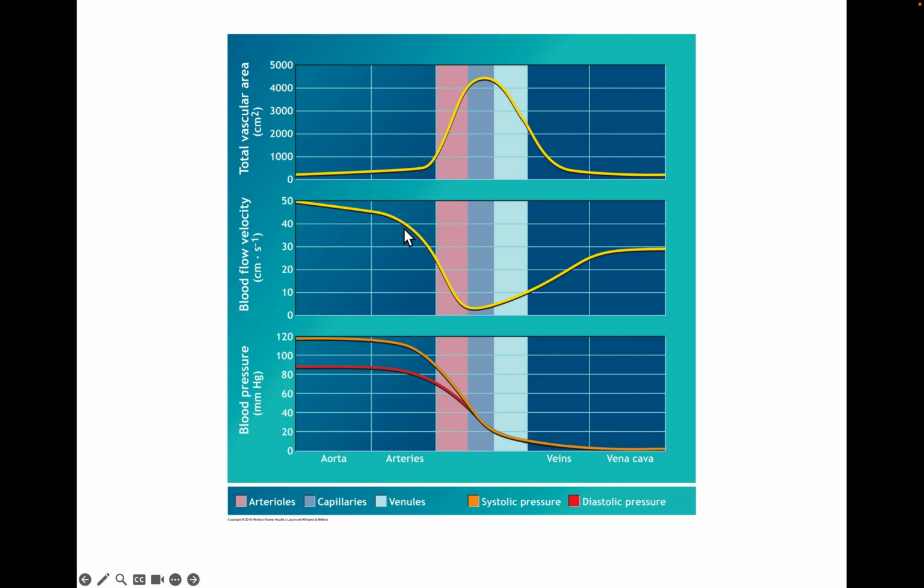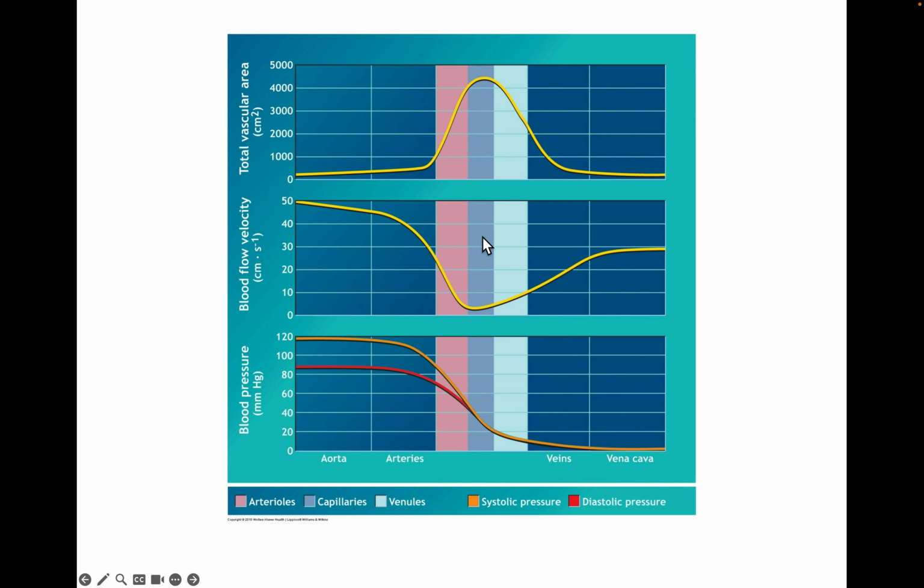Now you'll notice here as we get closer and closer to your capillaries, which specifically is highlighted here in purple, the blood flow velocity will decrease immensely. So blood flow slows down. Now why does it slow down here? A couple of reasons there.